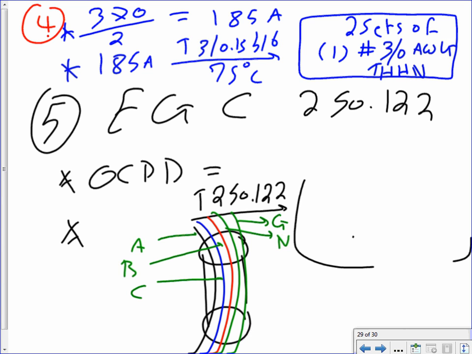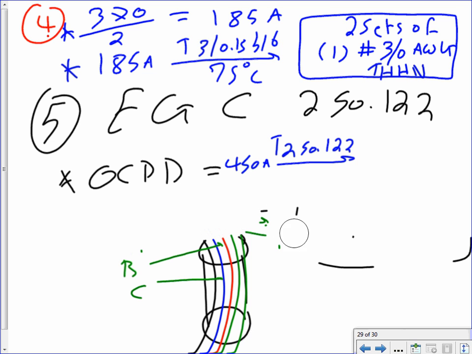So go get me, the overcurrent protection device is 450 amp. Take this one to 250.122. I don't have that one. Oh, I have number 2. Now, did we parallel here? We did parallel, didn't we? So this one is no longer applied. I need to redraw this. This will no longer apply because we parallel.